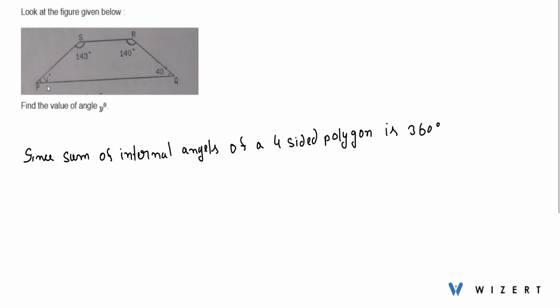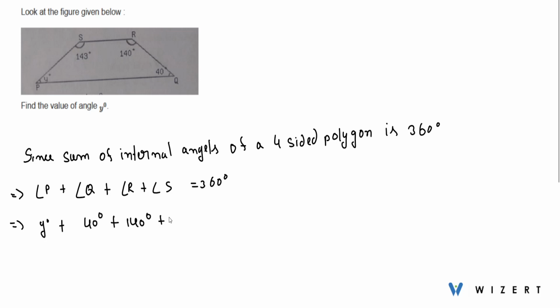the question only one angle is unknown, so we need only one equation. So from the above property we can say that angle P plus angle Q plus angle R plus angle S will be equal to 360 degrees. Now angle P is given in the question as y degrees, angle Q is 40 degrees, angle R is 140 degrees and angle S is 143 degrees, which is equal to 360 degrees.